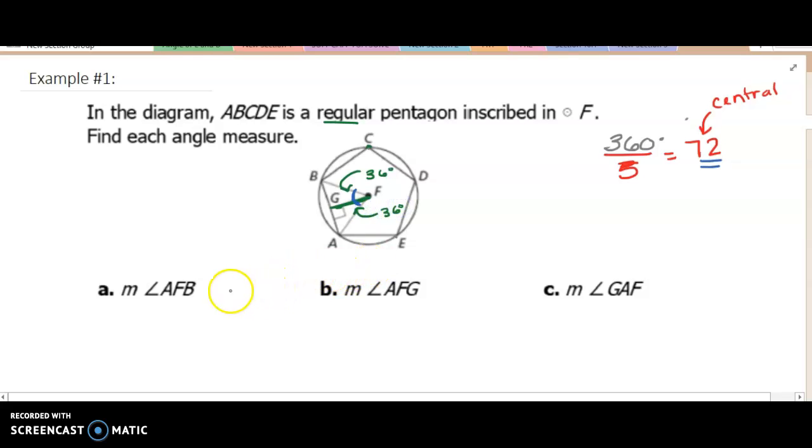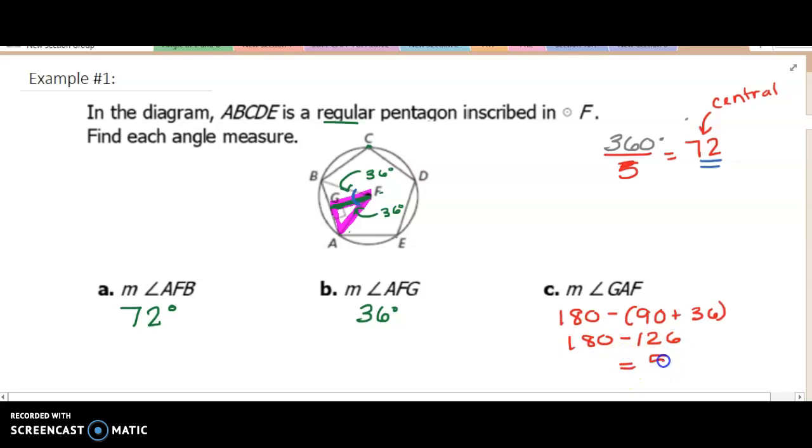Let's look at what angles I want. AFB would be a central angle. We already said that's 72 degrees. Now AFG, we just said this apothem right here cuts that 72 in half, so this is 36 degrees. And then if I look at this triangle here, to find GAF, I know this triangle has a 36 and a 90, so I can find it by saying 180 minus 90 plus 36, or 180 minus 126, which I believe is 54 degrees.